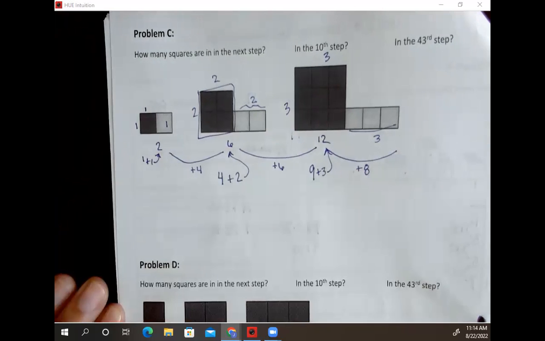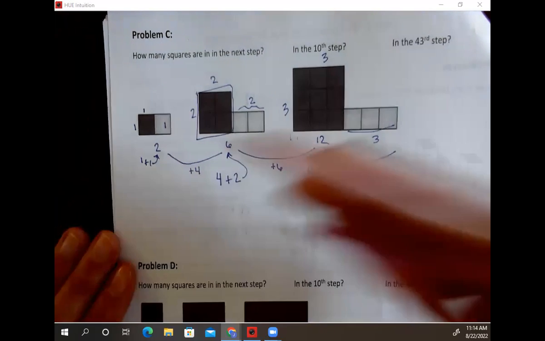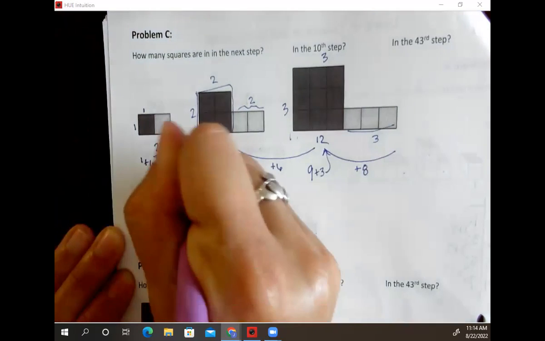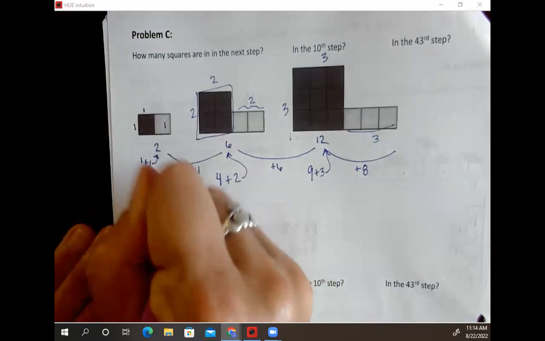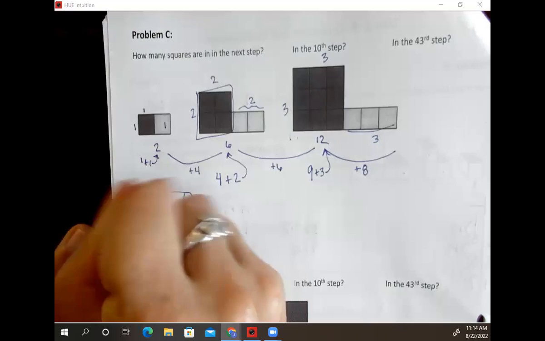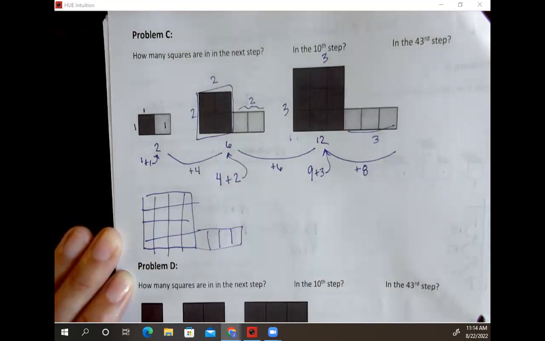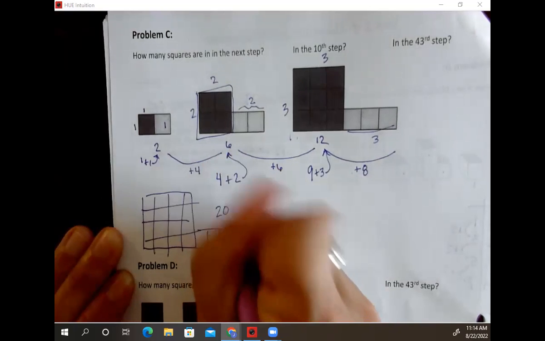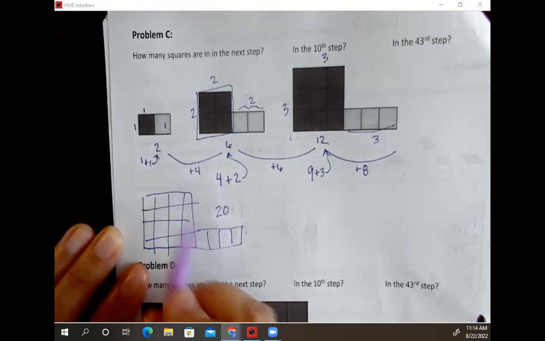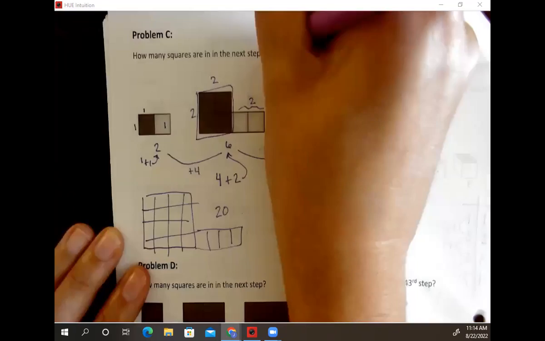So my next step I would expect to be a what? What would the picture look like? What would the picture look like is the question that I asked. It would, yeah, be 4 by 4 plus 4. So that would give us 20, right? 4 by 4 is 16 plus 4 is 20.